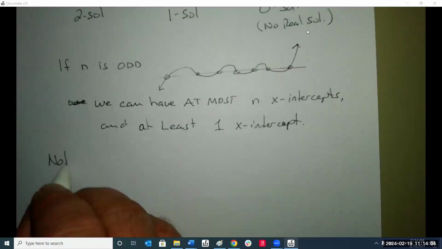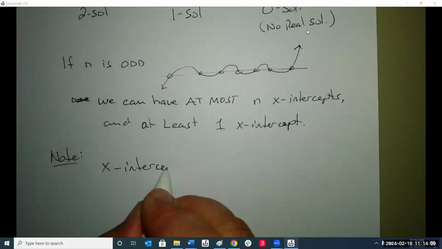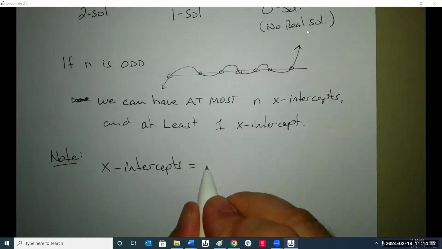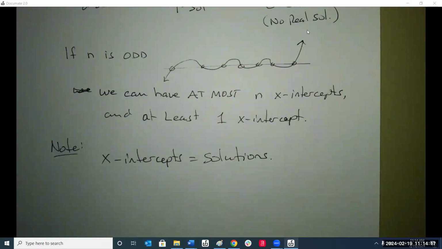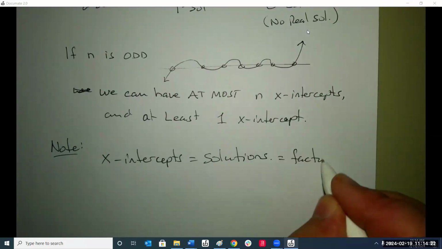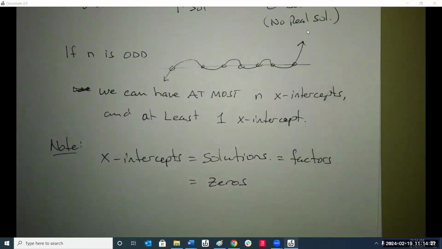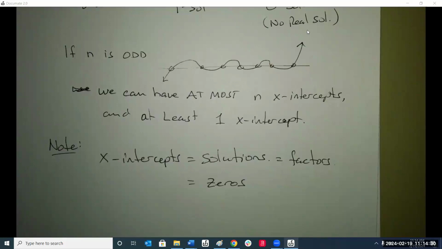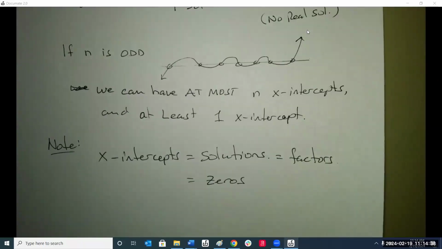Note, as we go on, the x-intercepts will also be called solutions. Right, and they're also going to be the factors, the zeros of a polynomial. So those terms I'll use interchangeably. All right, so let's look at this.